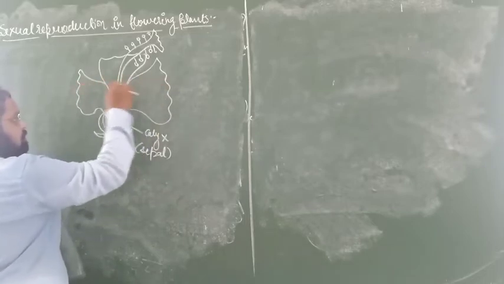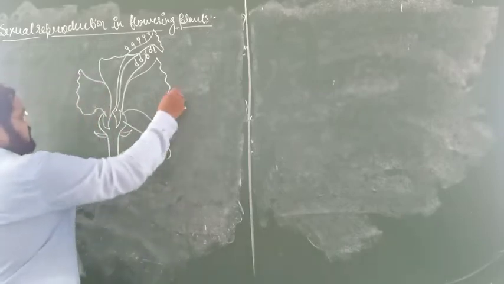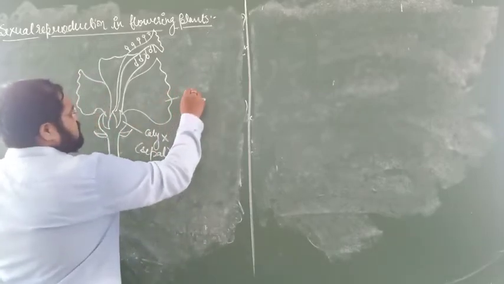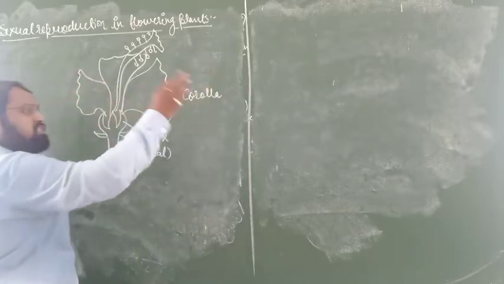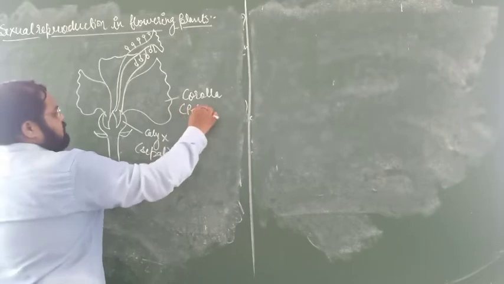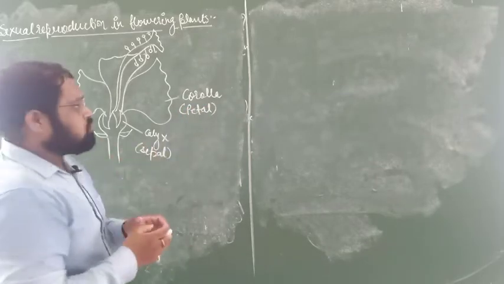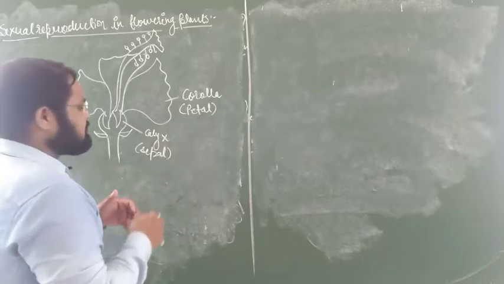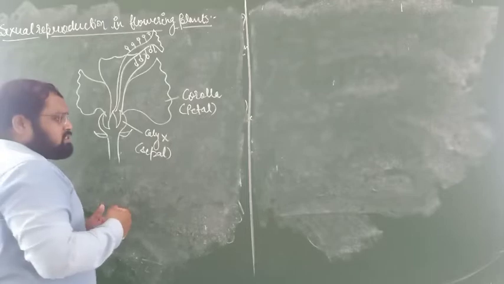The colored part, whether red, white, pink or yellow, whatever it is, this colored part is called corolla. A single part is called a petal. A group of petals is called corolla. So these are the accessory parts. Okay. These are the accessory parts.